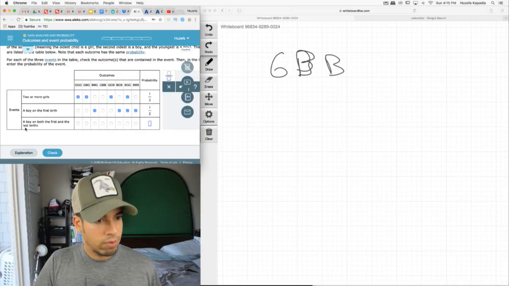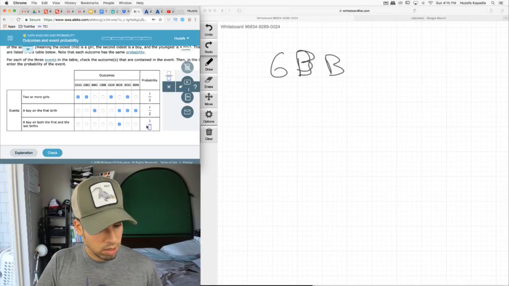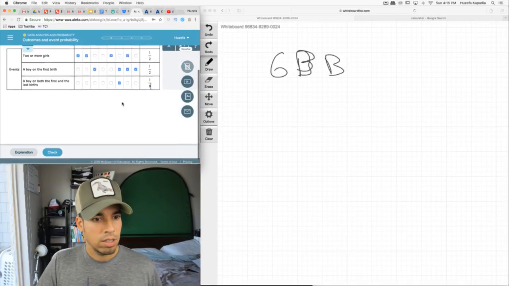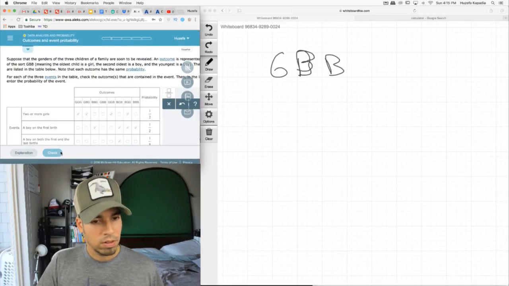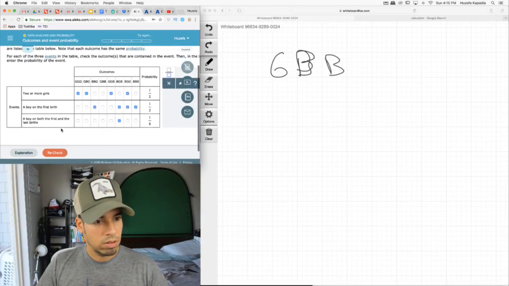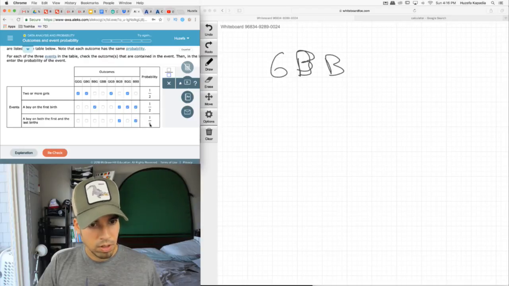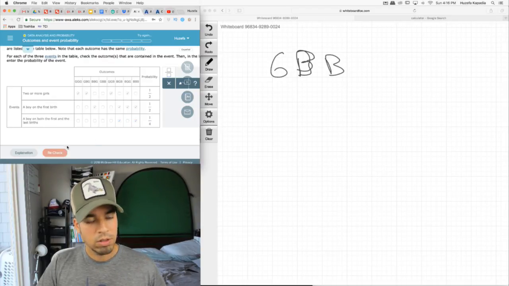A boy on both the first and last births. So that would be boy, boy, 1 here. So that's 1 out of 8. Is that it? Okay. And last birth, did I miss one? Oh yeah, I did. This one. Sorry, it's 1/4, or it's 2 out of 8, or 1/4.